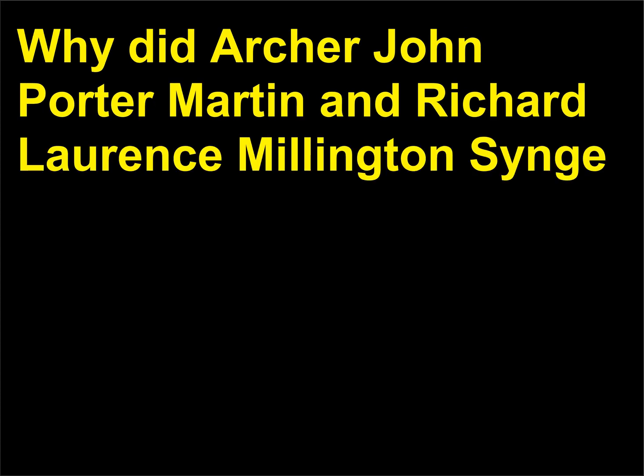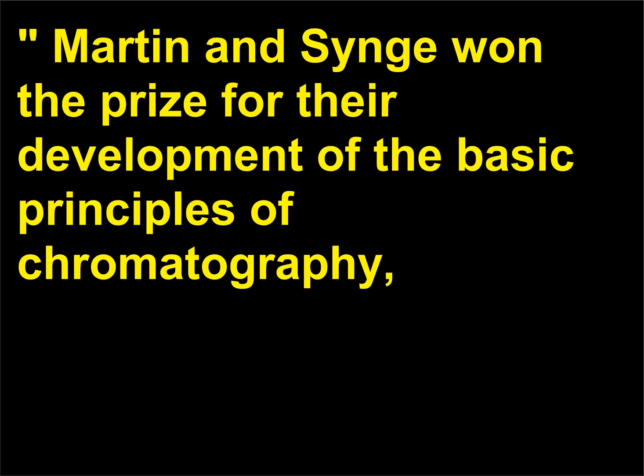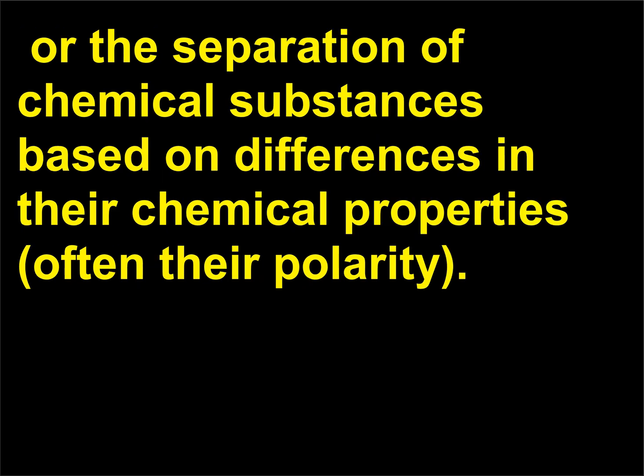Why did Archer John Porter Martin and Richard Lawrence Millington Synge, both United Kingdom, win the Nobel Prize for Chemistry? For their invention of partition chromatography. Martin and Synge won the prize for their development of the basic principles of chromatography, or the separation of chemical substances based on differences in their chemical properties, often their polarity.